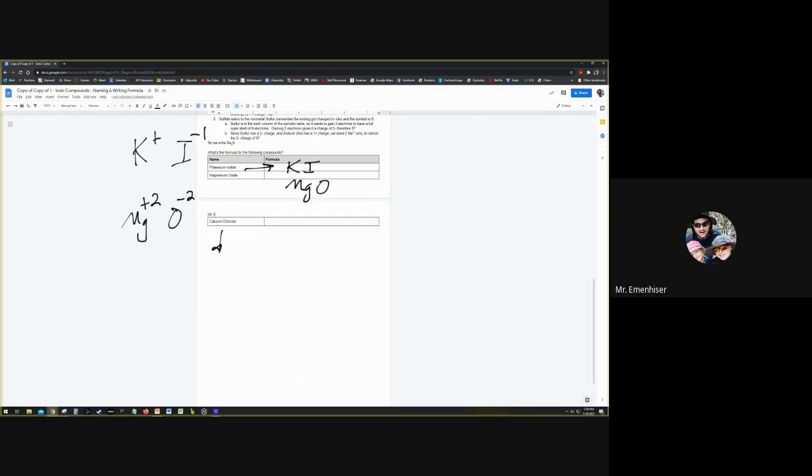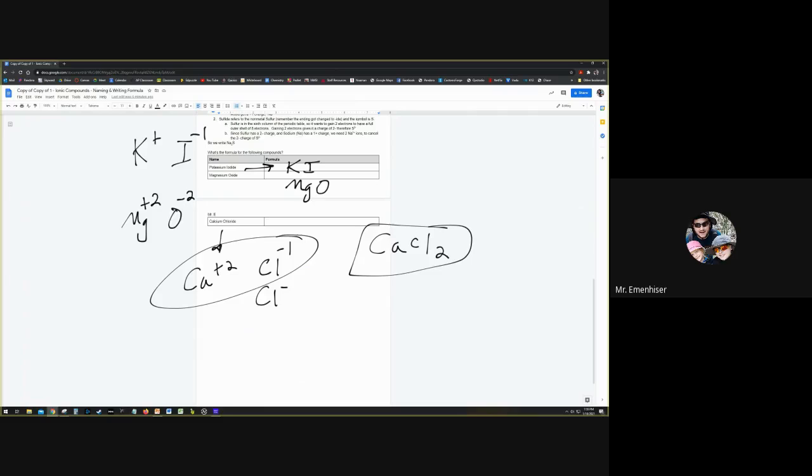Now let's look at this one, calcium chloride. Calcium is a +2. Chlorine is a -1, so I can't just write CaCl. If I did, look at the charges. They're not equal. I got a +2 and I got a -1. They're not equal and opposite charge. So if I have a +2, I better have a -2. So I'm going to put a 2 there. CaCl2.